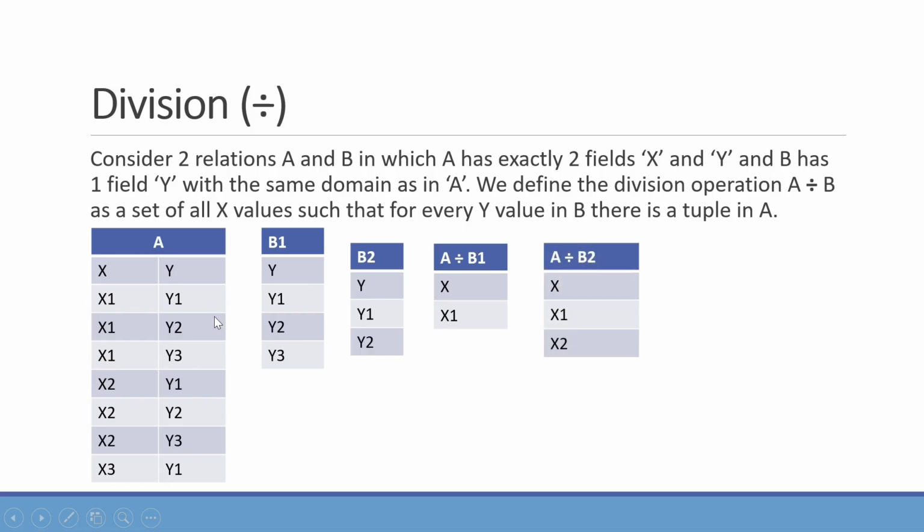A divided by B2. Let's see. Here the output we got is x1, x2. Here for y1 and y2, yes, we have y1 and y2 for x2, and here also we have y1 and y2 for x1. So if we divide A by B2, we get the common values of x as x1 and x2.